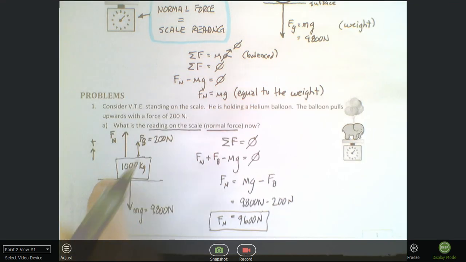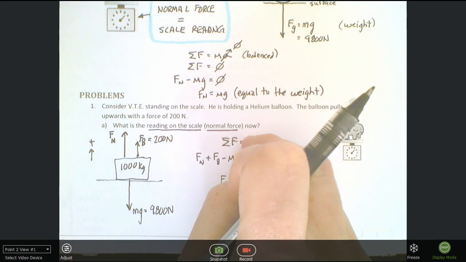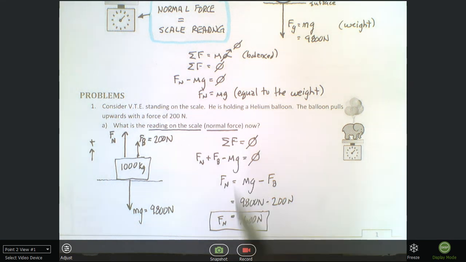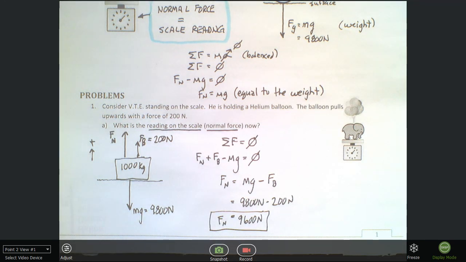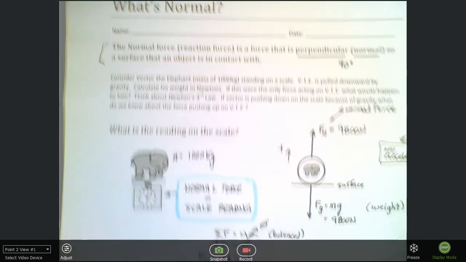Drawing the free body diagram is important. Writing out Newton's second law is super important. And then solving for the normal force. So notice here, normal force is not equal to weight. It's a little bit less than the weight. And that's why this caveat up here is extremely important to understand. Okay, let's look at the next part.